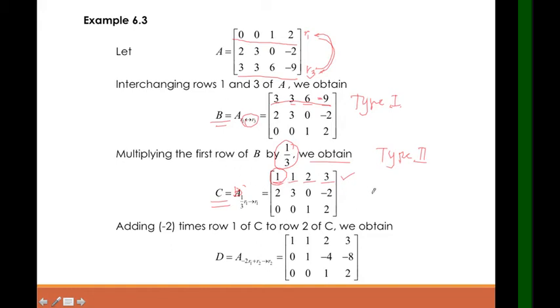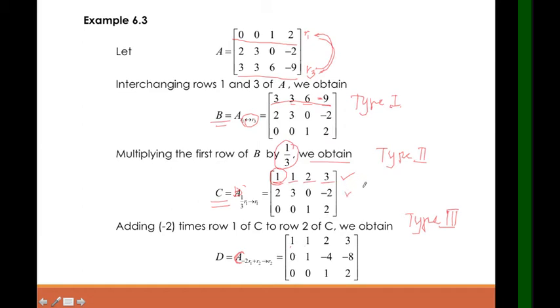So, that's type 2. Next, adding negative 2 times row 1 of C to the row 2 of C, we obtain. So, this is type 3. Okay. So, sa type 3, letter C na yan. Nagkamali lang po ng type. Letter C, mag-add daw tayo ng negative 2 times the R1, plus R2. So, negative 2 daw kay row 1, tapos i-add daw kay R2. Okay, ganun daw yung magiging result.